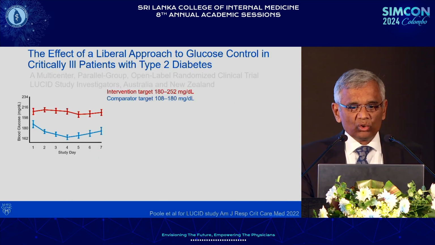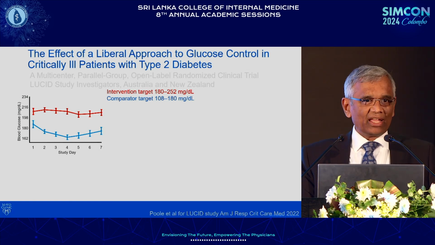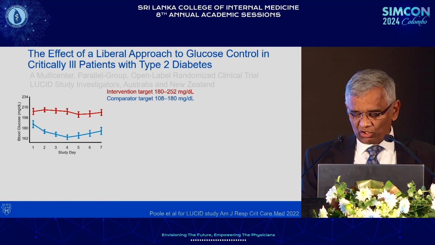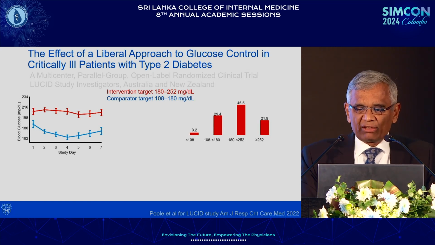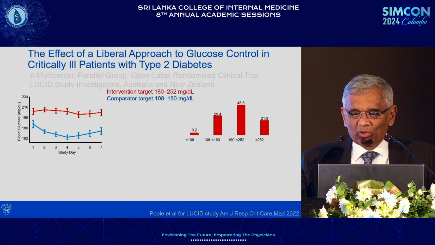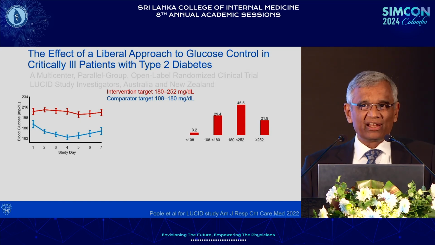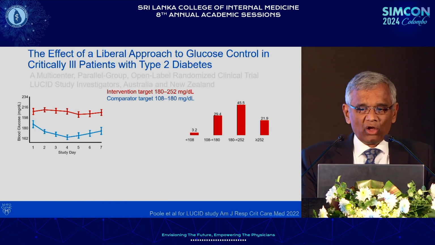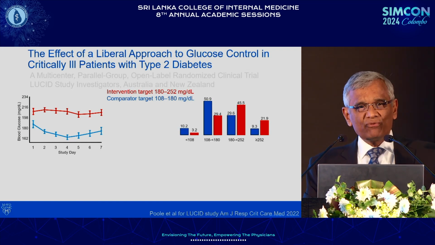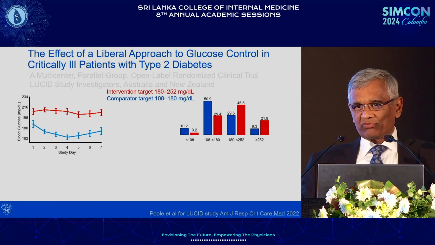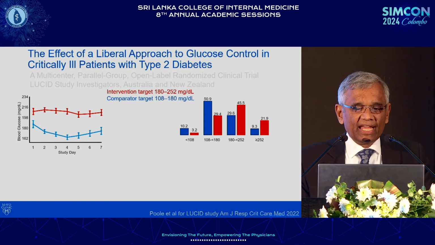Those who had a higher glucose target had higher glucose concentration than those whose target was lower, as was expected. However, as you can see here, only about 45% of people whose target was 180 to 250 milligram per deciliter were in that range. 20% were higher, 30% were lower. On the other hand, of those who had target 110 to 180 milligram per deciliter, about 50% were in that range. Most of the rest were higher. What happened at the end of the study?